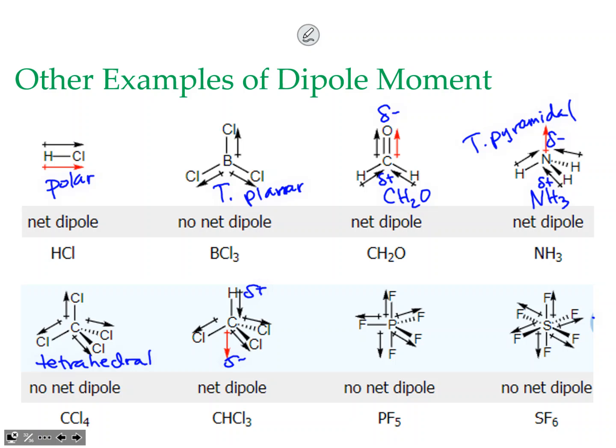And this one is phosphorus pentafluoride. This is a bipyramidal shape. I'm going to write that wrong. Hold on. Bipyramidal. This is one of those expanded octet ones, okay? And there aren't any lone pairs on the phosphorus, so basically all the dipole moments point towards the fluorines and they cancel out. Last but not least, sulfur hexafluoride is the octahedral one, also an expanded octet, and they all point towards the fluorine. There are no lone pairs, so this one ends up also being nonpolar, no net dipole.